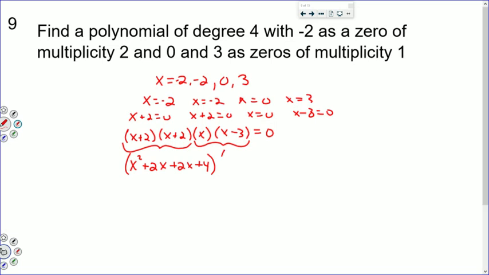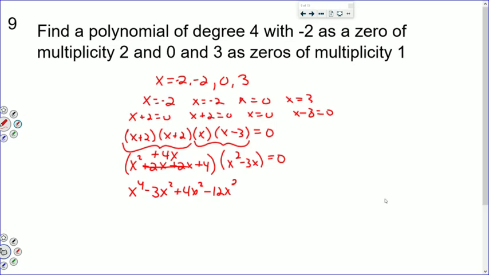Then the one on the right, we're looking at x squared minus 3x. So now we need to multiply these two together. This 2x and this 2x combine to be 4x. Still equals 0. So we have x squared times x squared, which is x to the 4th. X squared times negative 3x is negative 3x squared. 4x times x squared is plus 4x squared. 4x times negative 3x is negative 12x squared.